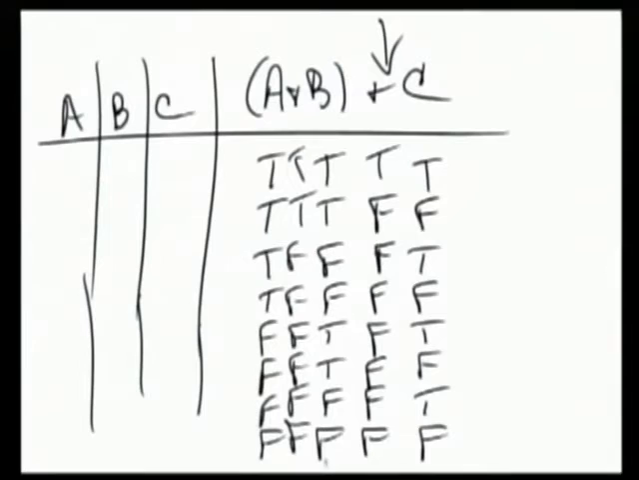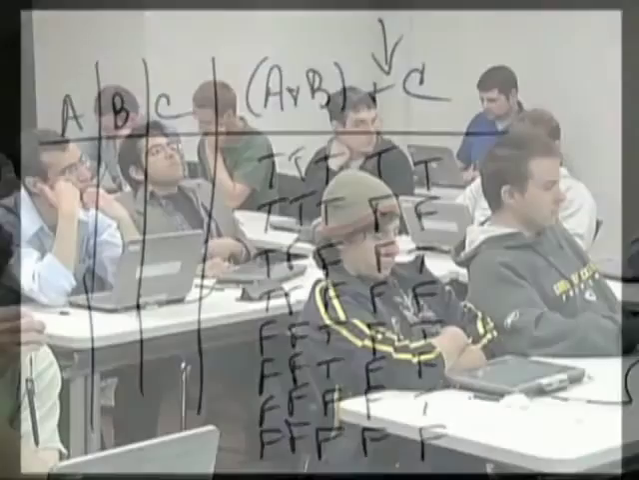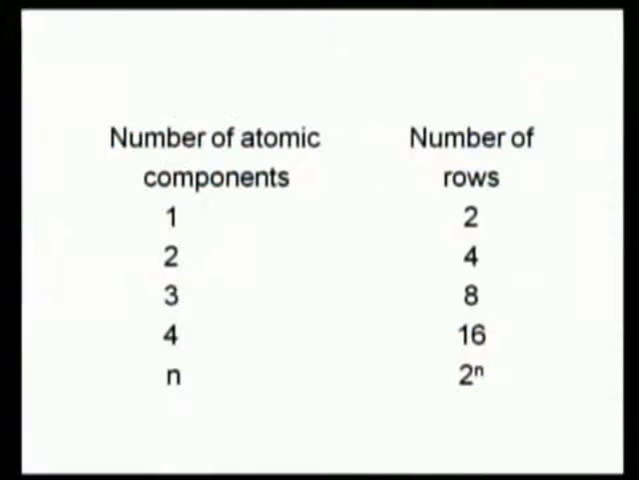Now, let me ask you in brief, this is a truth table with three sentence variables, A, B, and C. How many lines would we have in a truth table with four variables? 16. As a general rule, we can always calculate by truth tables all the possible truth values of a molecular sentence, and the number of rows is governed by this formula: if the number of atomic components is n, the number of rows is 2 to the n.